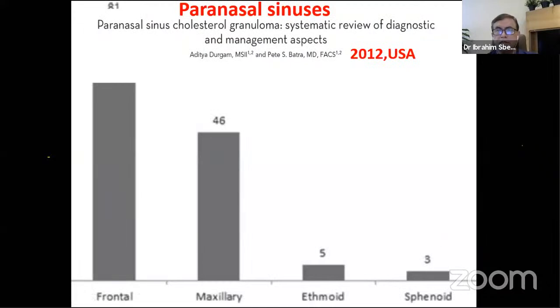And paranasal sinuses. And this is a paper from United States 2012 telling us which paranasal sinus is commonly affected by the cholesterol granuloma. And the answer is the frontal one. All the studies, but this is one of the largest studies of the paranasal sinus cholesterol granulomas. That's why I did choose that. But most of the studies show that frontal sinus is the commonest site for the paranasal sinus cholesterol granuloma, followed by the maxillary, little bit ethmoid and sphenoid.